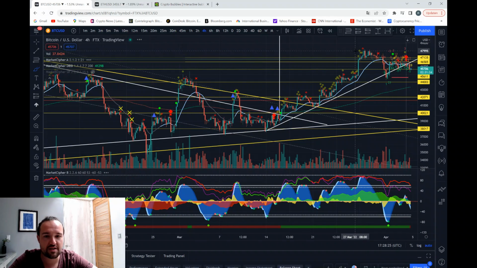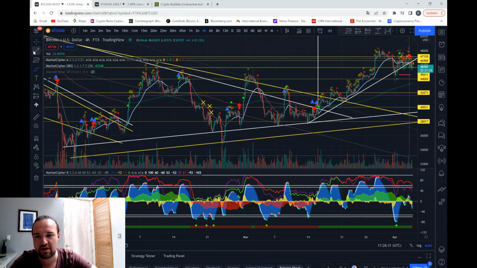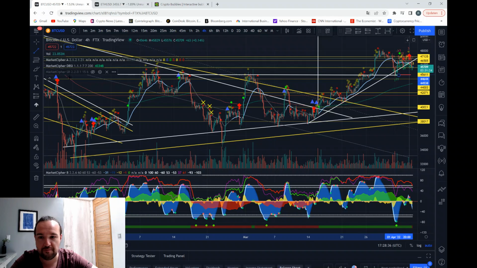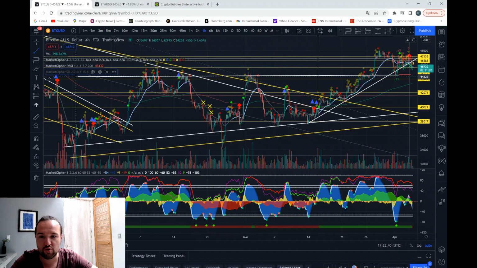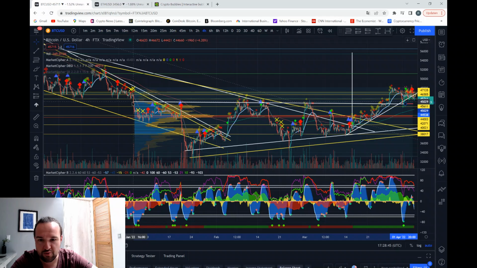Alright, is it a coincidence that we bounced off of this level of the CME gap? Was it just only the CME gap? No, because actually this was a very important support and resistance level that we have seen and hold already so many times before. Let me pull this out a little bit.